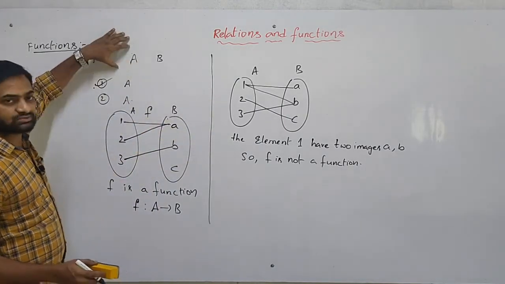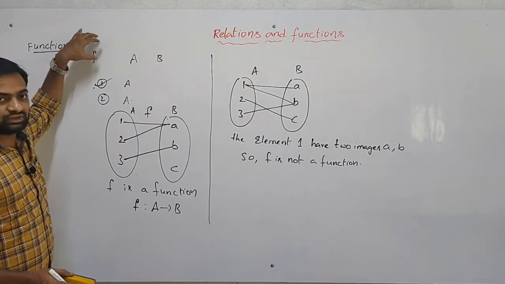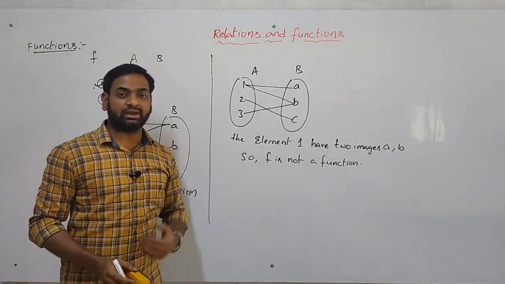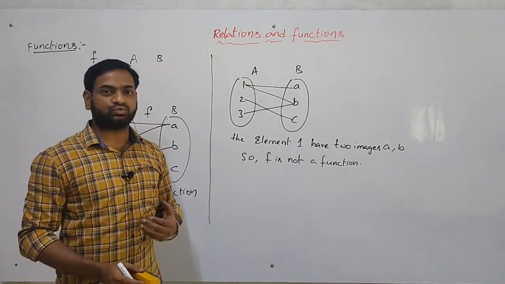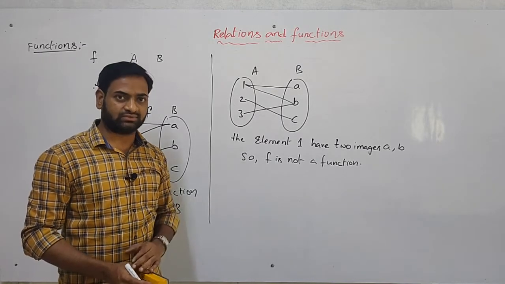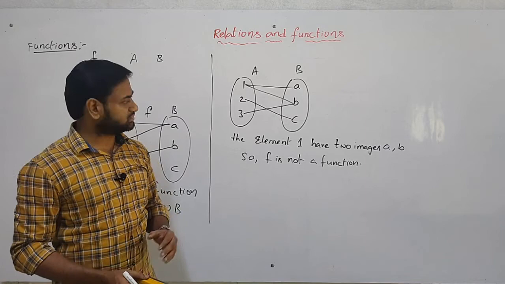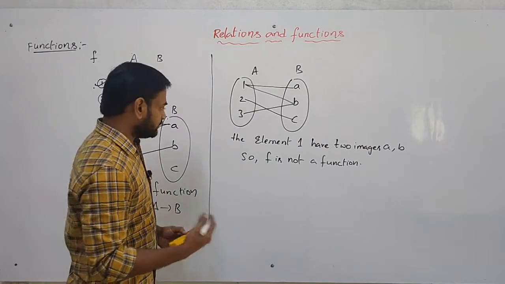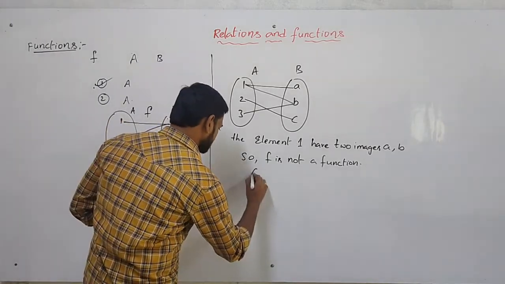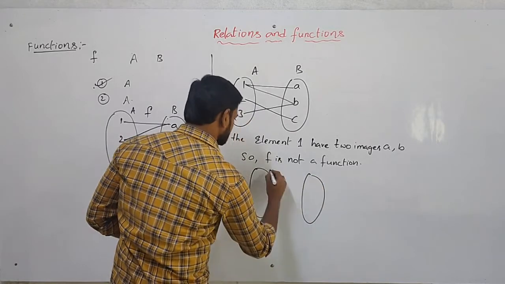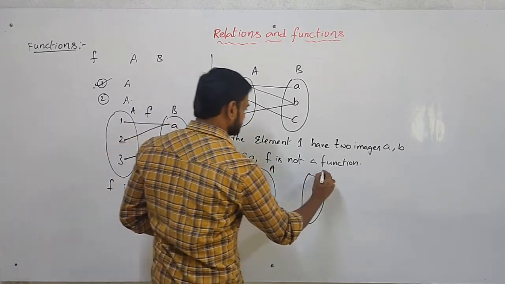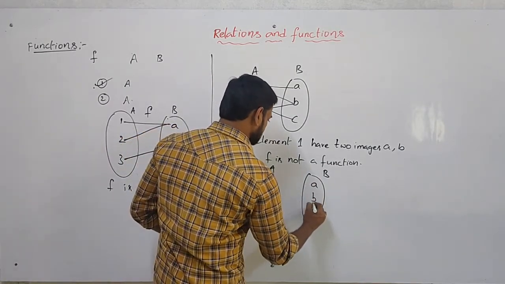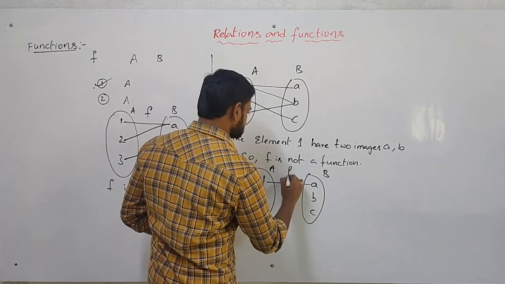So what is the definition? A relation f from A to B is said to be a function if every element of set A has only one image in set B. Then we can say it is a function. So these are the examples of which is a function and which is not a function. And one more I am taking here. This is capital A, B, 1, 2, 3, A, B, C. I am taking the mapping like this.